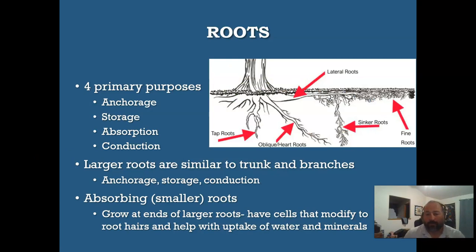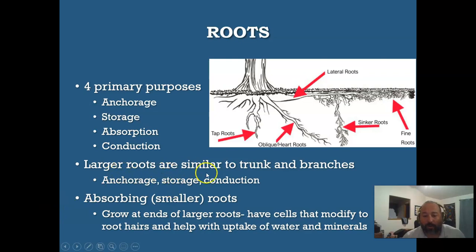So the roots have four primary purposes: anchorage, anchoring the tree into the ground; storage, the storage of minerals and water; absorption of the minerals and the water within the soil, and having that relationship with the soil that allows them to grab things out of the soil; and then conduction, the idea of being able to transfer it from where it is in the roots up into the tree.